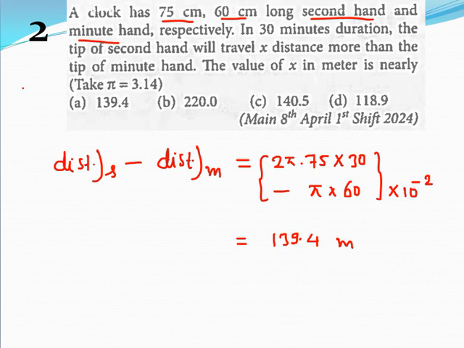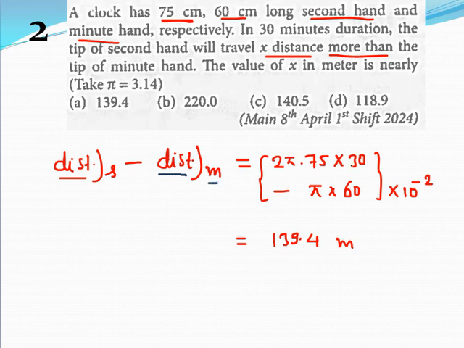Now the next question. A clock has a second hand of 75 centimeter and a minute hand of 60 centimeter. In a 30 minute duration, the tip of the second hand will travel x distance more than the tip of the minute hand. Here, for x distance more than, we should not get confused whether they have asked for the difference or the ratio. Here they have asked for the difference. So distance covered by the second hand minus distance covered by the minute hand.